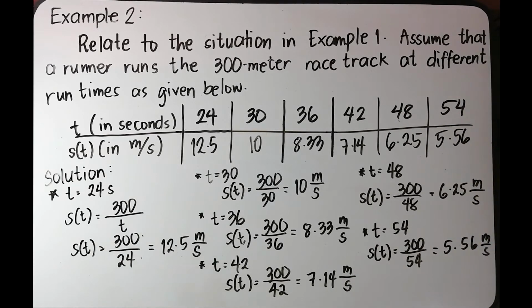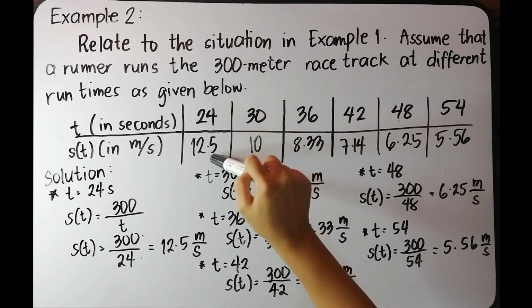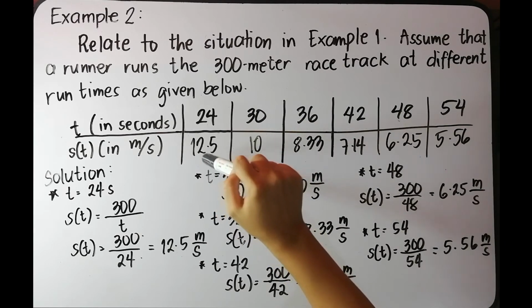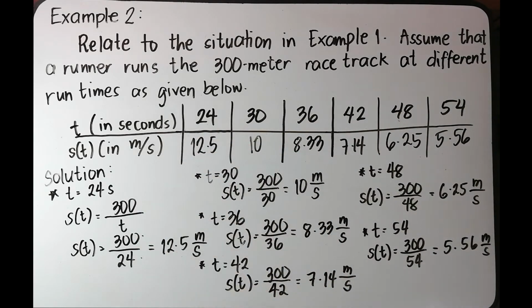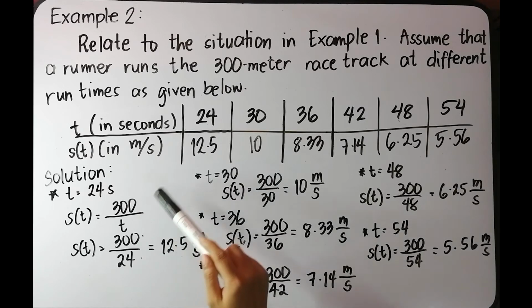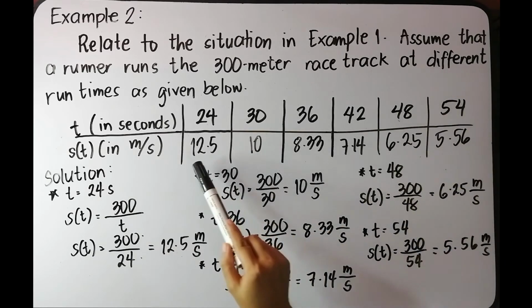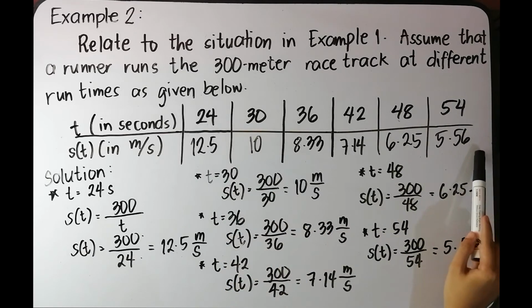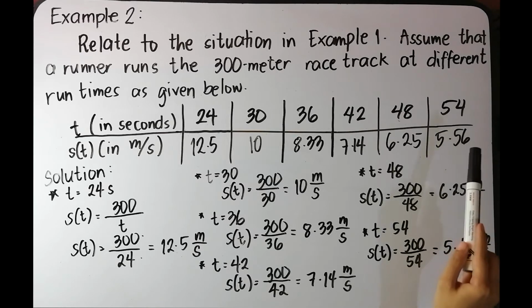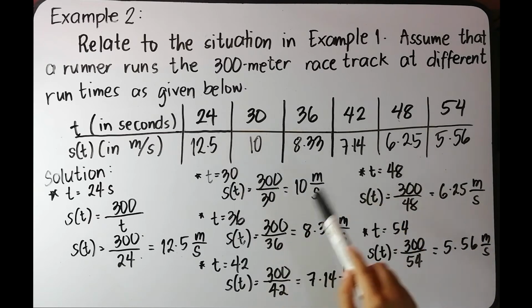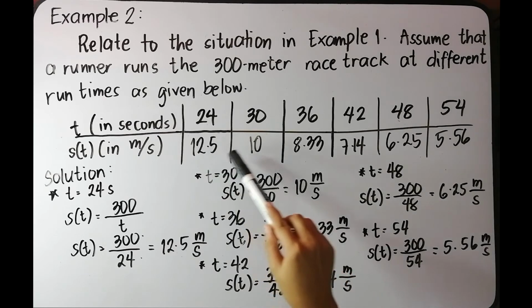So as you can see in this table, we have specific times in seconds related to its speed, which is computed using the formula of our function s of t equals 300 over time. So as the time increases, your speed decreases, meaning the runner runs the racetrack slower.